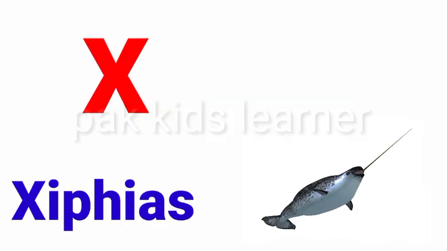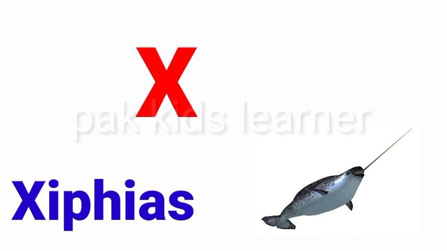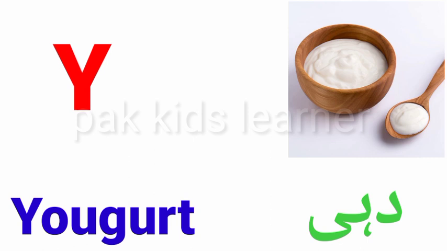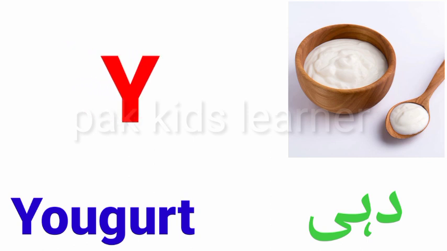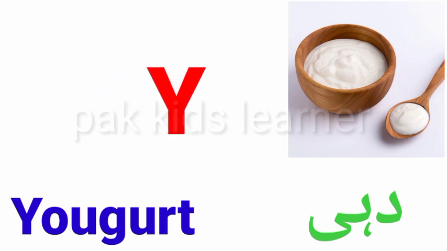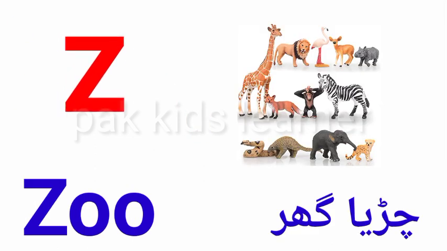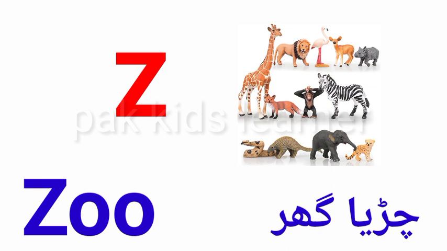X for Xiphias. Xiphias मछली का नाम है. Y for Yogurt. Yoghurt means दही. Z for zoo. Zoo means चिड़ियाघर.